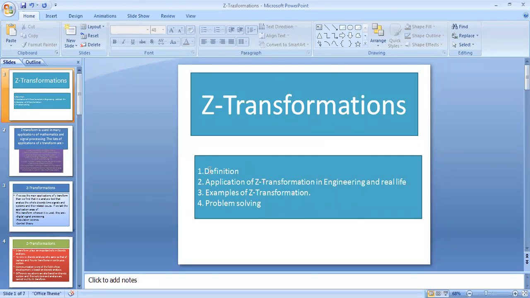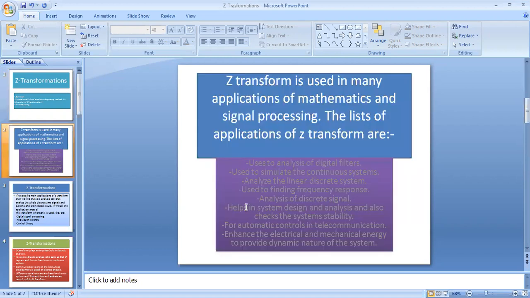First of all, we'll cover the definition of the Z transformation, and its application in engineering and in our real life. Then we'll show different kinds of examples of Z transformations and the geometrical interpretation of Z transformation. Then problem solving from lecture sheets.